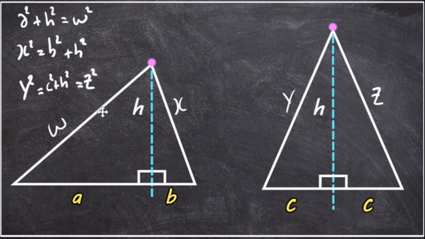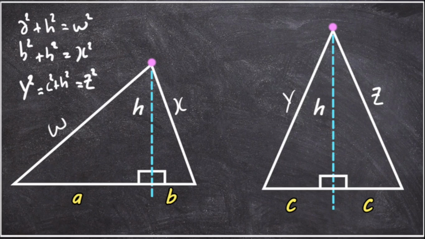Now if we look at the triangle on the left, the lengths of W and X are given by the top two equations. We'll rearrange the second equation so that we can compare the two more easily. If we take the square root of both sides of each equation, that will give us the values of W and X. And hopefully you can see that W and X are not the same length, because the length of W is the square root of A squared plus H squared and the length of X is the square root of B squared plus H squared.